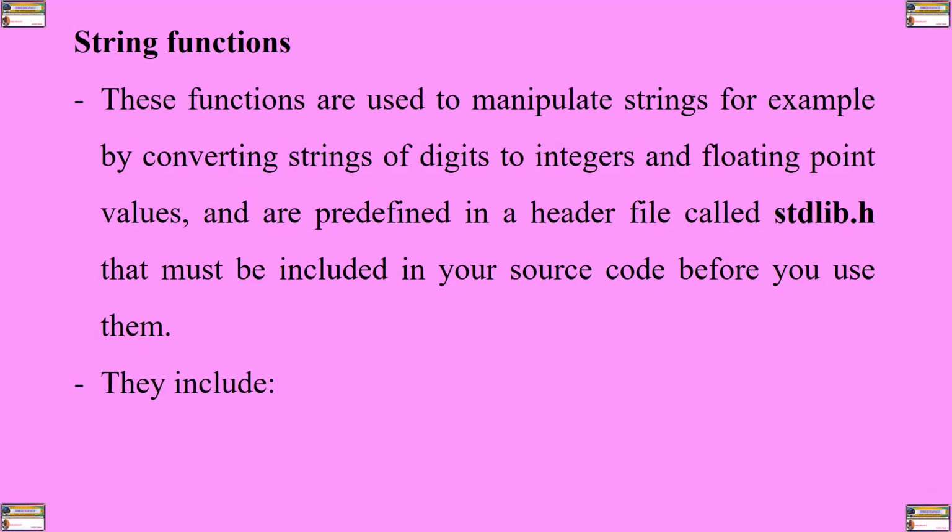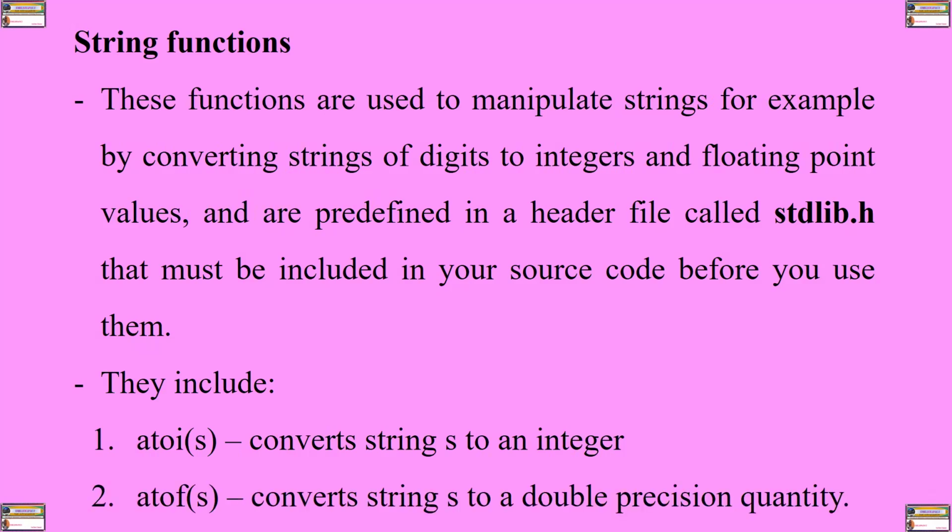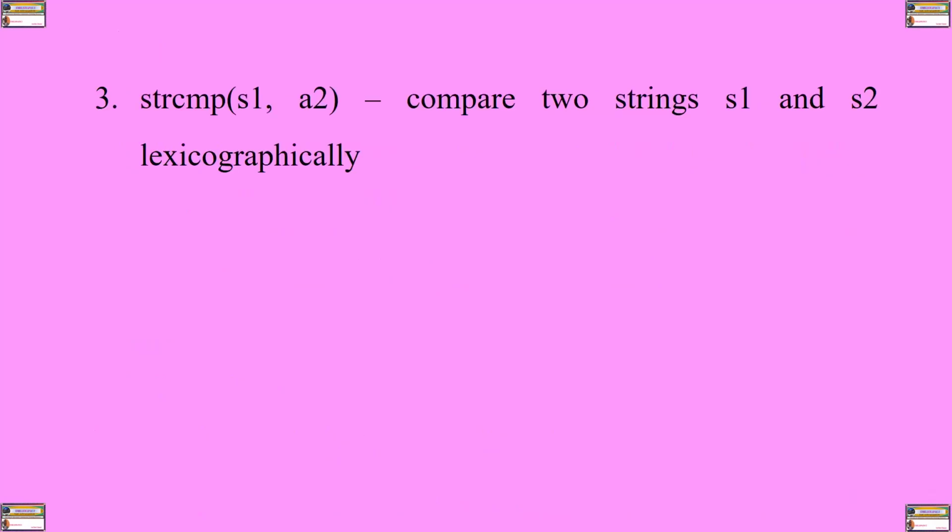Now, some examples of string functions among many that you can use in your program include atoi. If you pass variable s to the function called atoi, it will convert the string passed into it to an integer. Another function is atof. If you pass an argument s to the function called atof, it will convert the string passed into it to a double precision quantity.